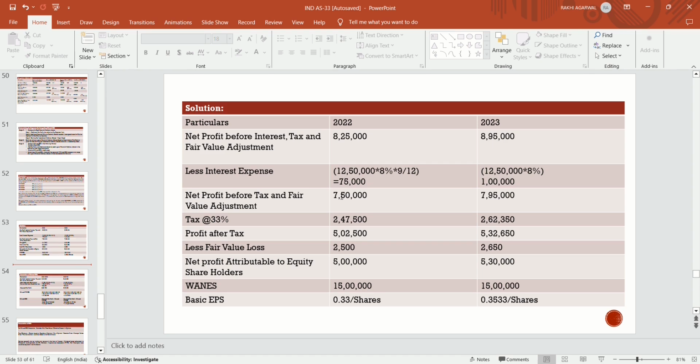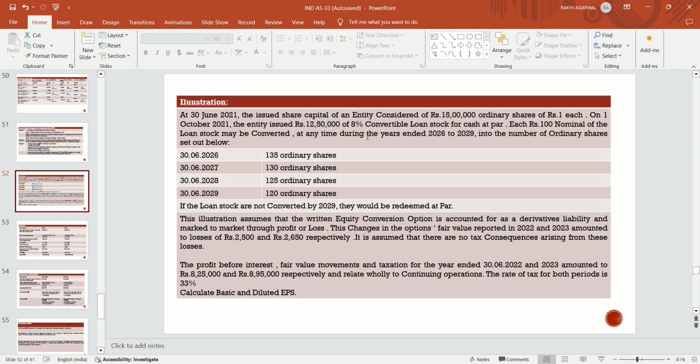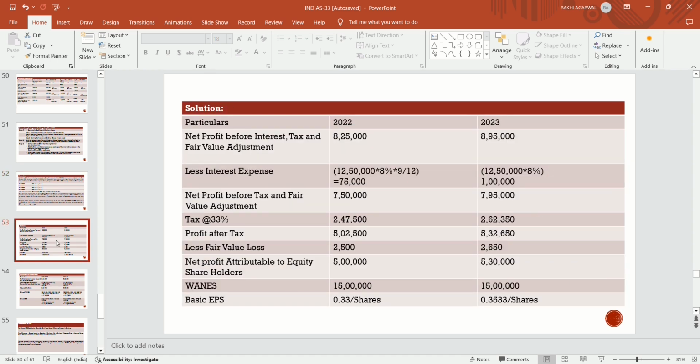We will reduce the interest expenses because this is the profit before interest, before tax and before fair value adjustment. So interest is on 12,50,000 at 8%. For the first year it is for a period of 9 months, because it was issued on 1st October 2021: October, November, December, January, February, March, April, May, June, since 30th June is the financial year end. So 12,50,000 into 8 into 9 by 12 becomes 75,000. But in 2023, 12,50,000 into 8% becomes 1 lakh, for the whole year.